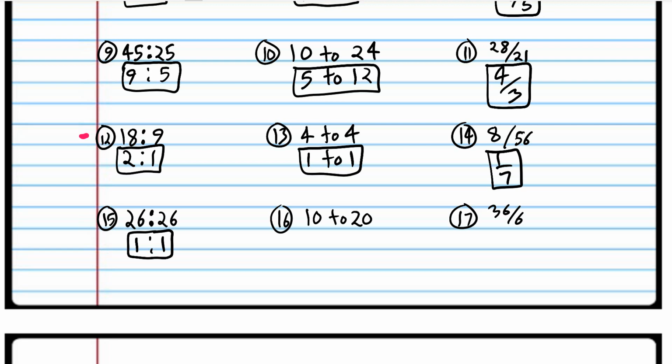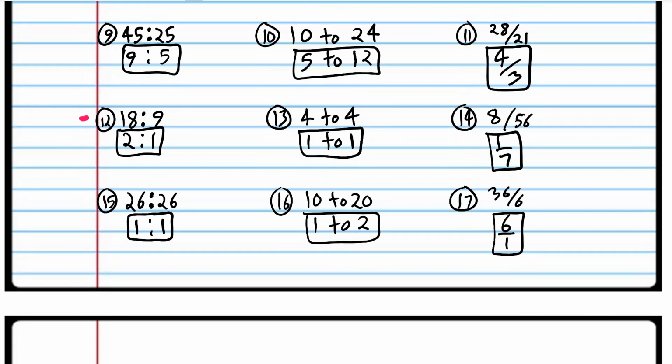All right, we're back. 10 goes into both those numbers, so divide 10 by 10, you get 1. Divide 20 by 10, and you get 2. All right, number 17, try that one, and when you come back, we'll do it together. All right, we're back. Divide both numbers by 6. 36 divided by 6 is 6, and 6 divided by 6 is 1. That's the ratio in lowest terms.